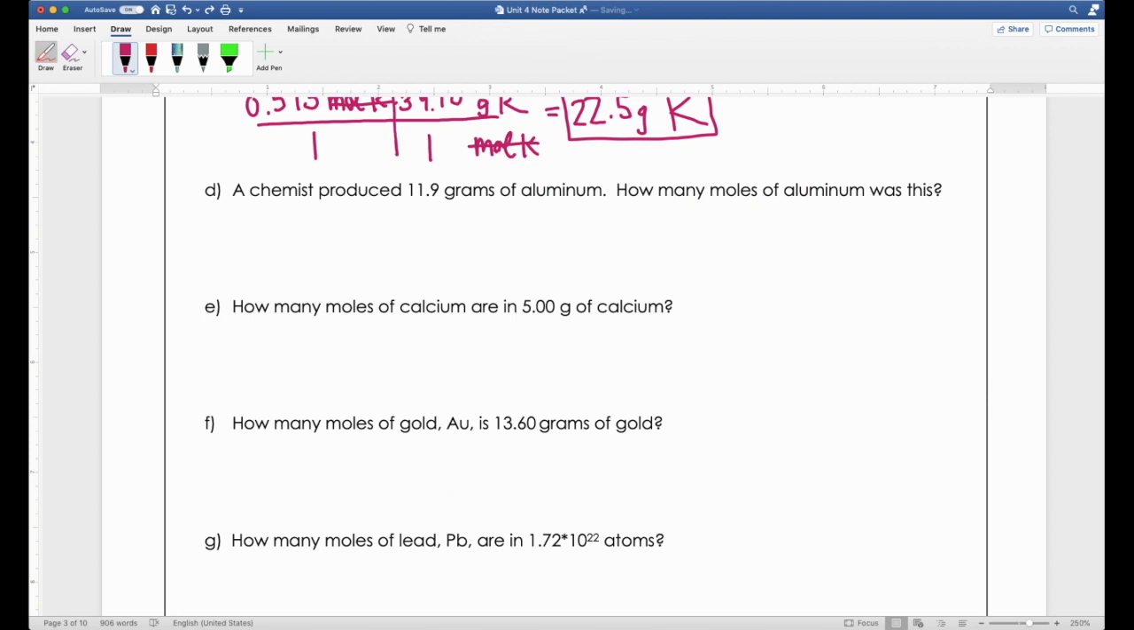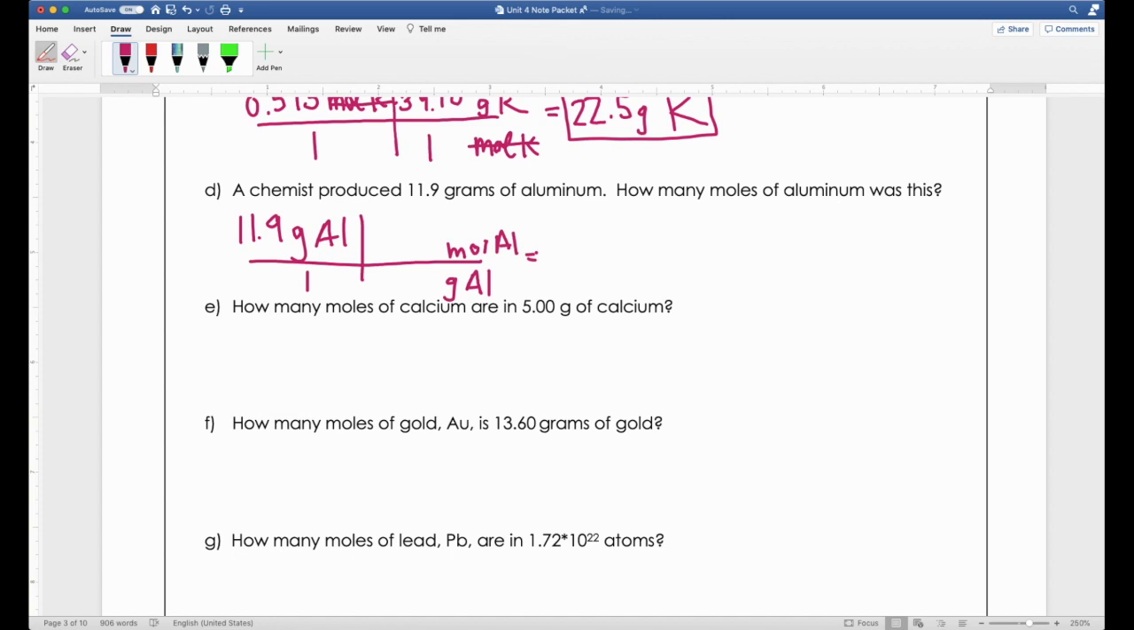So a chemist produced 11.9 grams of aluminum. So we have 11.9 grams of the element aluminum, and we want to know how many moles this was. So a little bit different here, but there might be a lot of segments where it's cut out, only because I'm having a hard time learning how to use this. So it's a little choppy, I think, when I'm typing everything out.